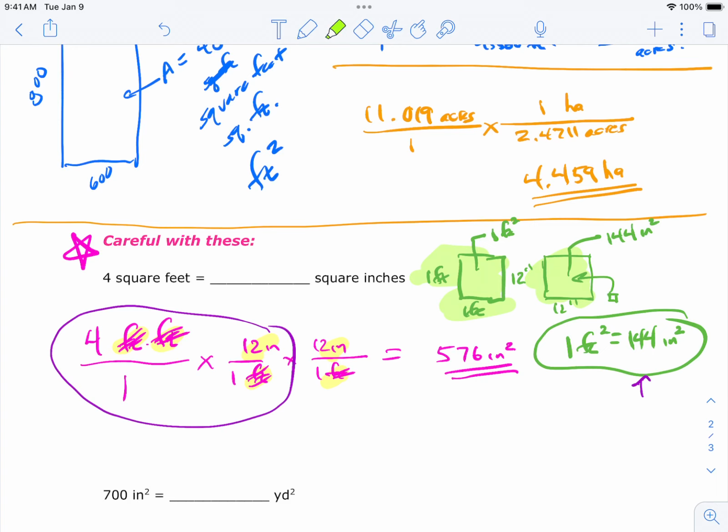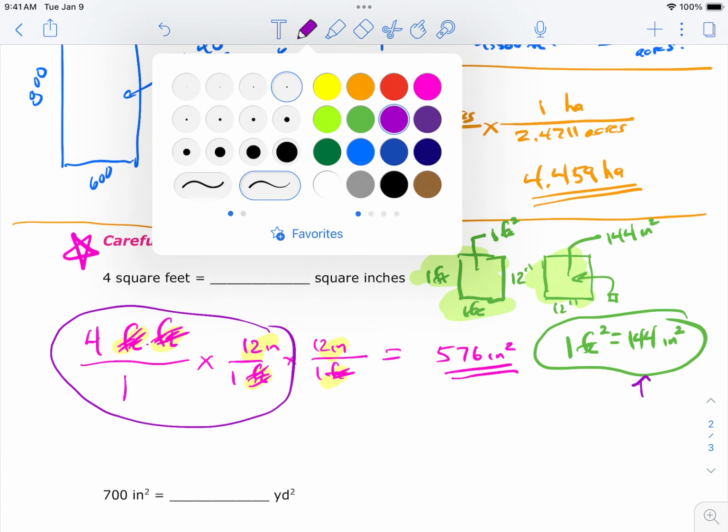So this is the third way I do it. No, not that color. Give me a color. What's a good color here? I'll go with this one.